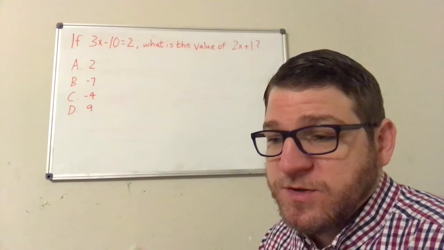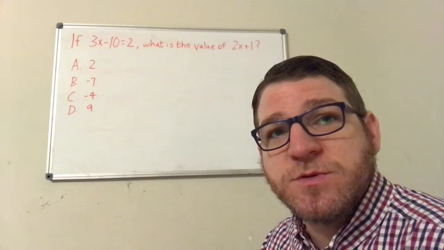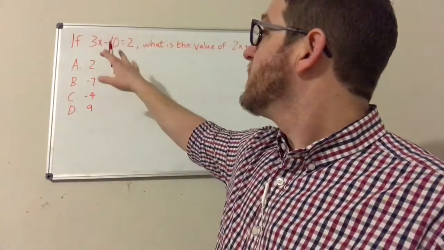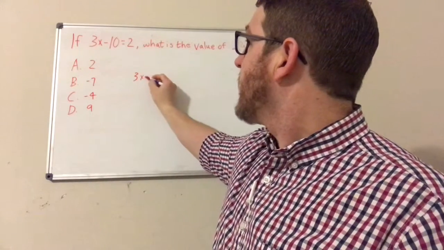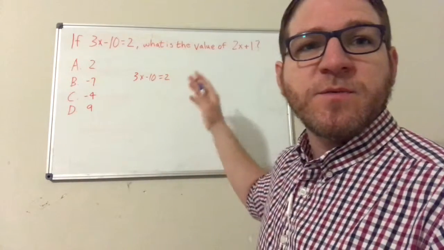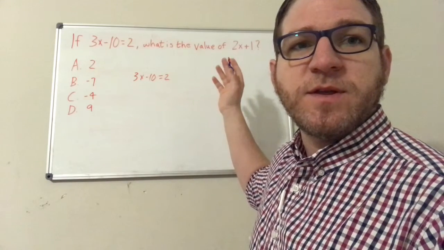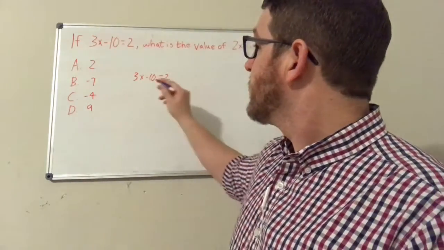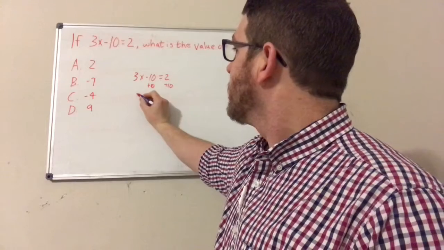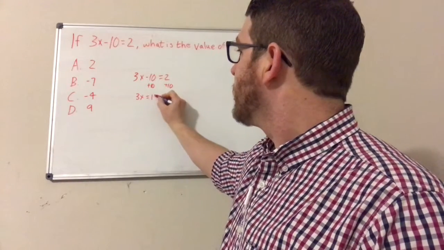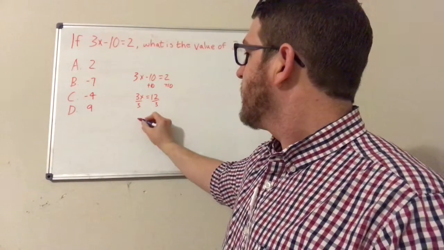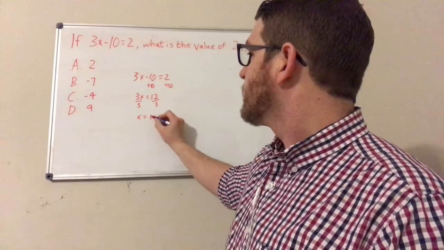So I'm going to just go ahead and run through this one so I can show you how to solve it. So what we're going to do, we're going to take this first equation here. If 3x minus 10 equals 2, we need to solve that for x, and then we can put that x that we find in over here in this formula. So we'll add 10 to both sides here. This comes from algebra 1. You end up with 3x equals 12, and then we'll divide both sides of that equation by 3, which leaves us with x equals 4.